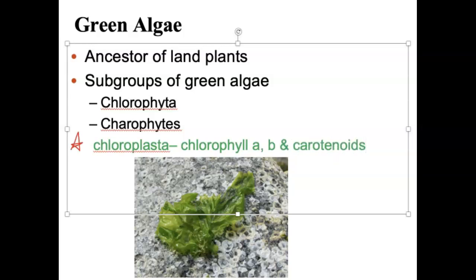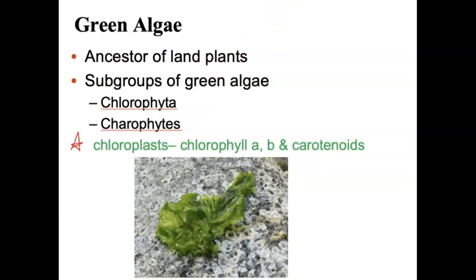So the chloroplasts. The chloroplasts are those little bags that contain the pigments. The pigments being chlorophyll A, chlorophyll B, and even some of the carotenoids. But this is what gives them their characteristic green color that they use for photosynthesis.